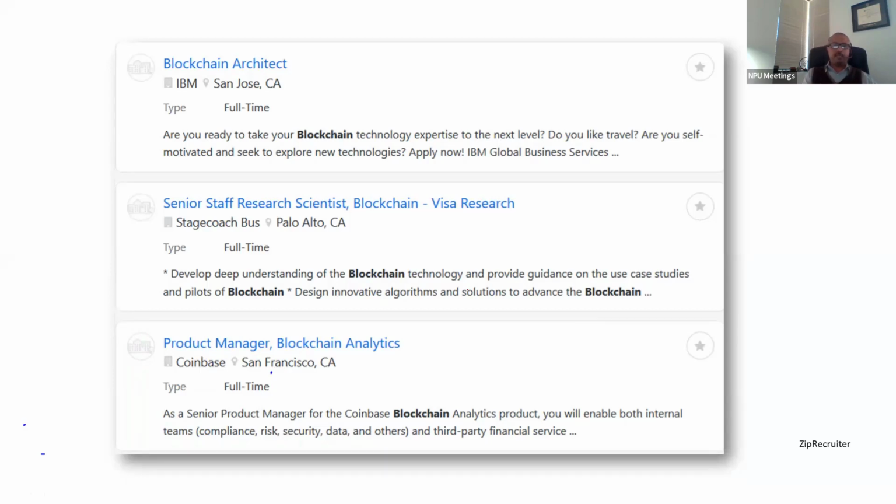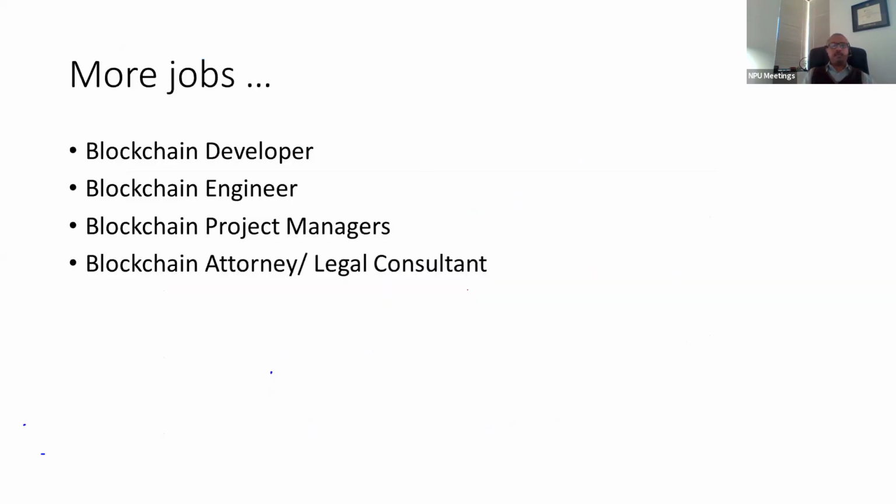Visa Research is hiring senior staff research scientists for blockchain, and product managers for blockchain analytics, blockchain developers, engineers, project managers, and attorneys because of the smart contract, or legal consultants. Now, the attorneys should jump on this one and educate themselves about the legal part of the smart contract. Because a programmer will write down the conditions, but who will give him or her those conditions, those parameters?